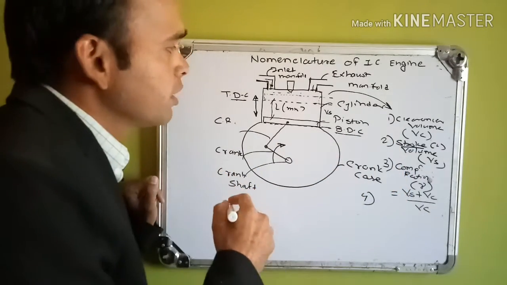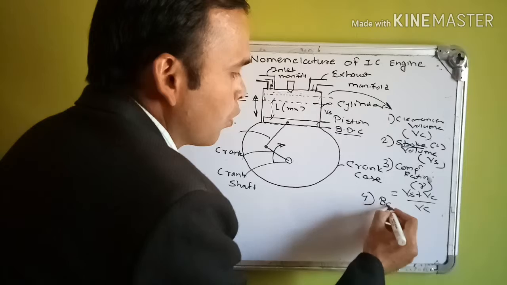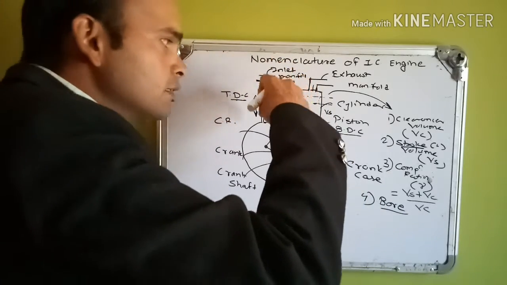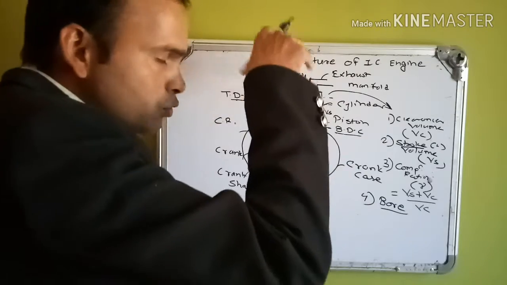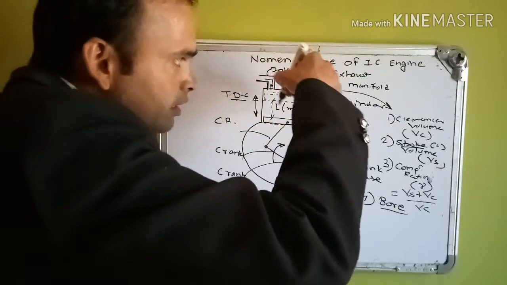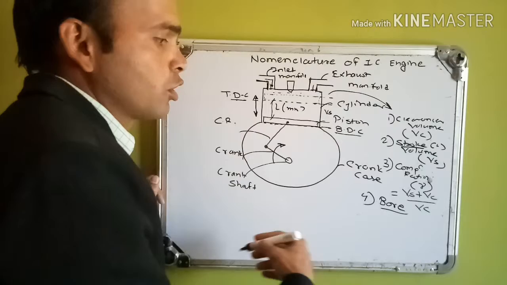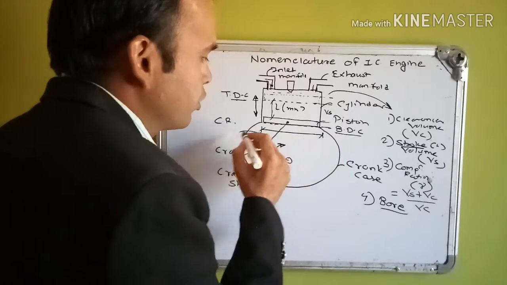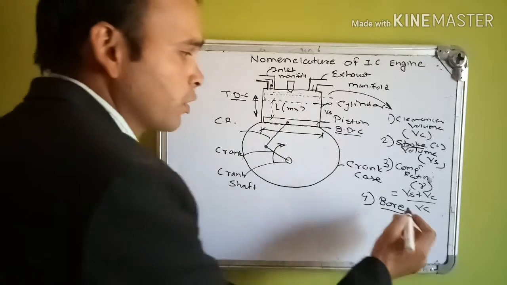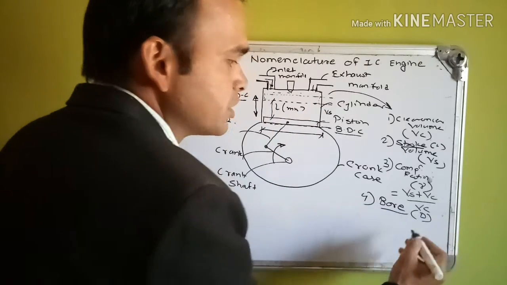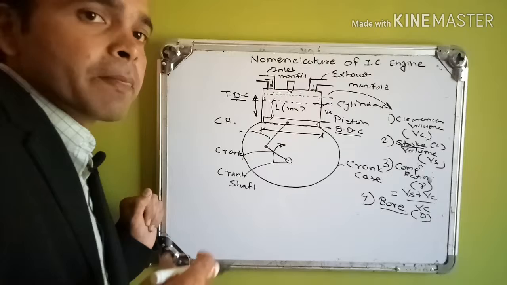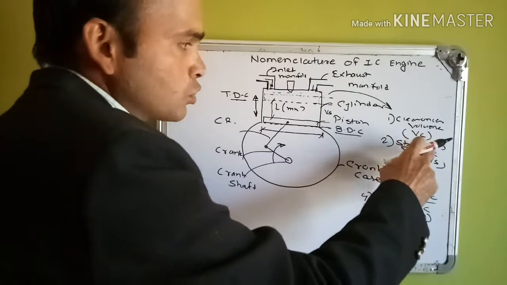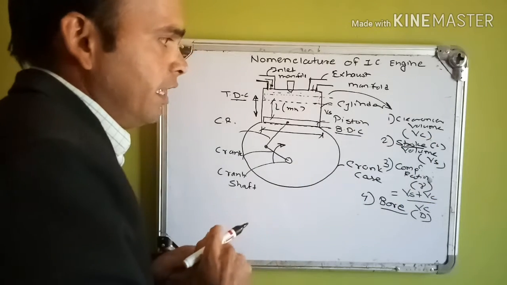The next parameter that we have to indicate is what is meant by bore, right? Bore is nothing but this: the cylinder is a hollow member. If you see from the top view, this cylinder is a hollow member of circular cross section. Hence, this distance, the internal diameter of the cylinder in which the piston reciprocates, is called the bore, which is indicated by diameter D, right? Then as we have discussed, the stroke is indicated by length L.